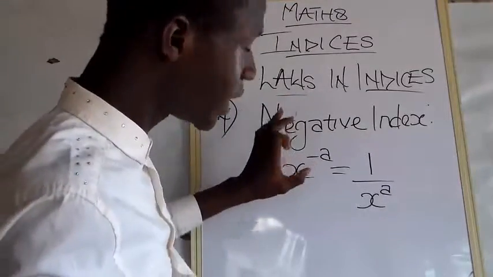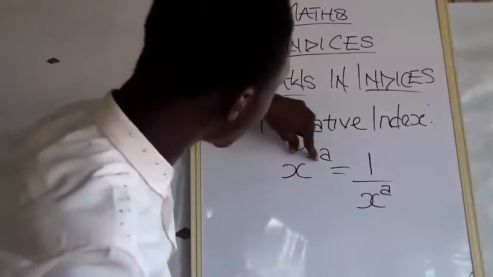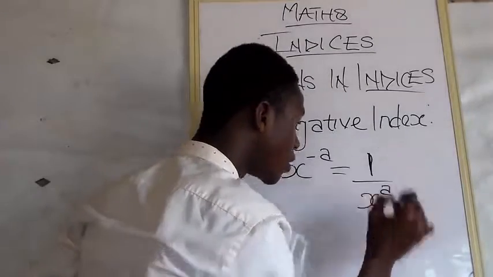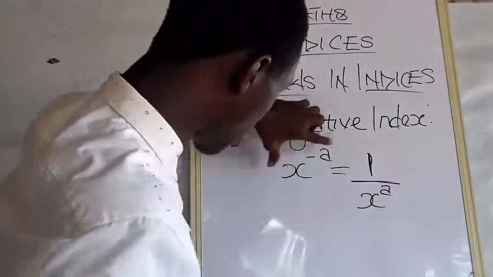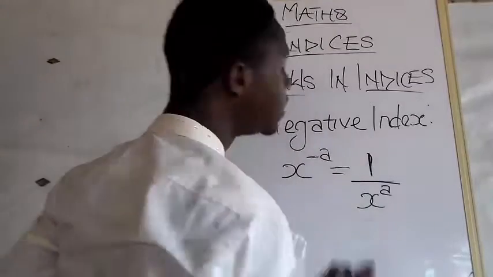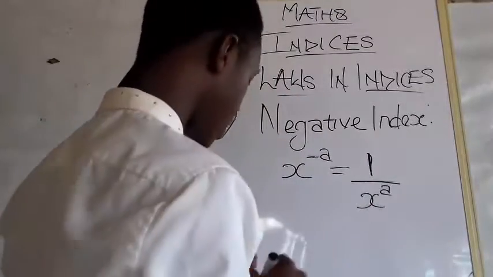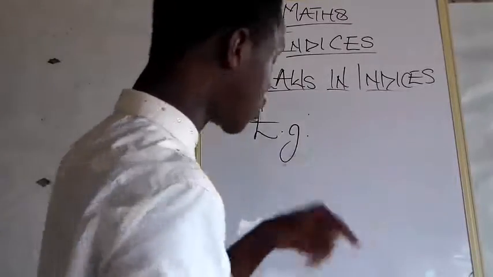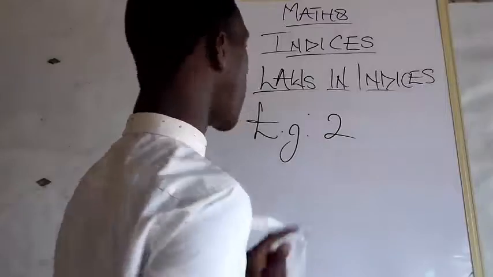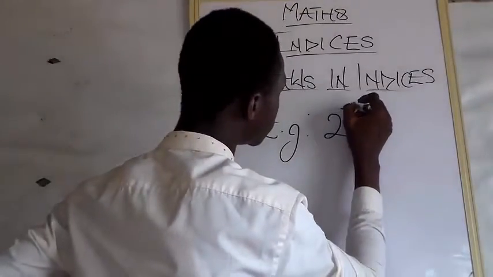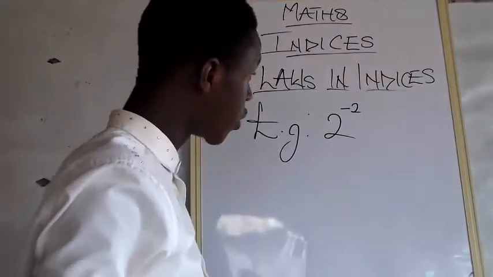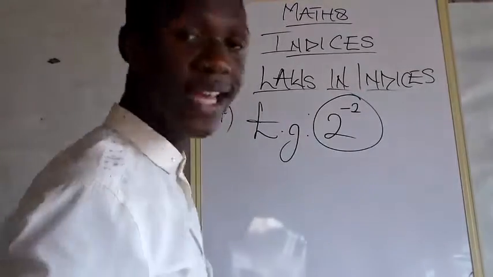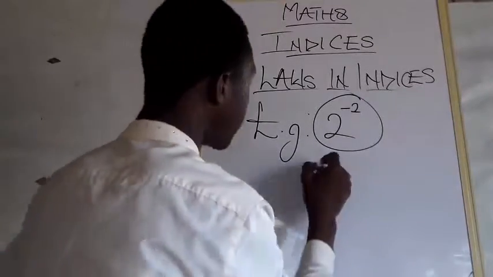Now, what I actually did was this negative sign. To remove it, you make 1 the numerator all over this question without the negative sign. Now, an example would be a question like 2 raised to power minus 2. Now you remember, this is an example of negative index.